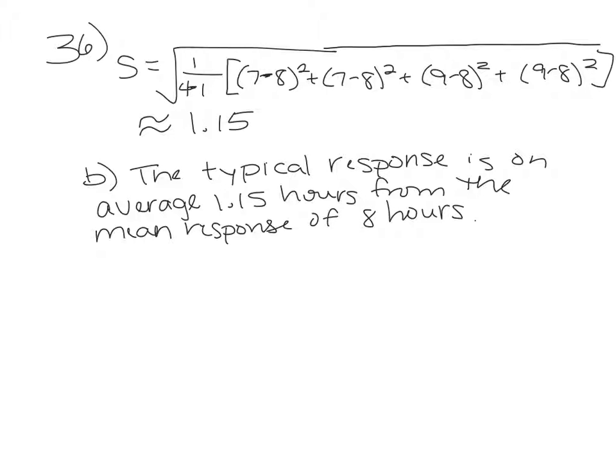So basically, it's the average distance from the mean. And so we can't just write it's the average difference from the mean. We have to tie in the context. The typical response is on average. Then we tie in the number from the mean. And then we add the mean's units.